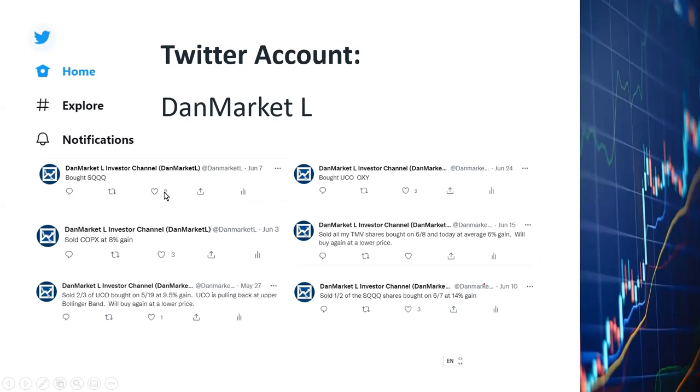For example, on June 7th, I tweeted that I bought SQQQ, the inverse ETF pegged to the NASDAQ 100. And 3 days later, I sold half of the SQQQ shares at a 14% gain.